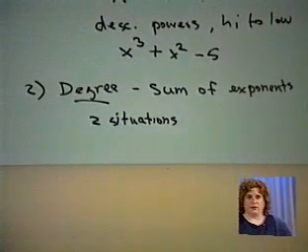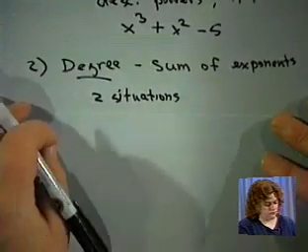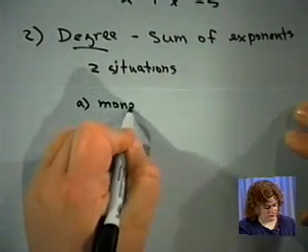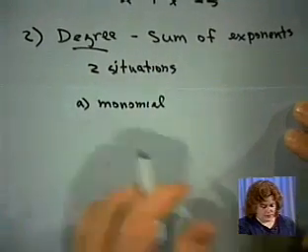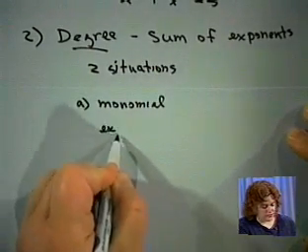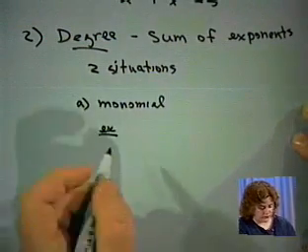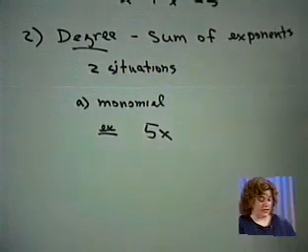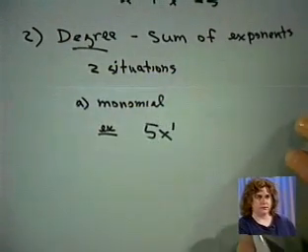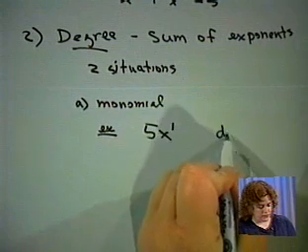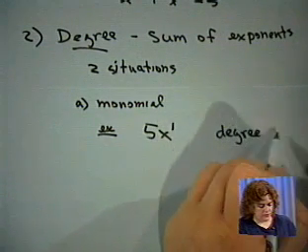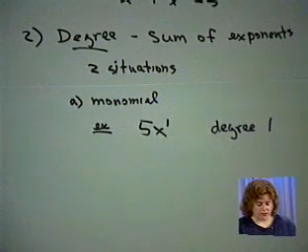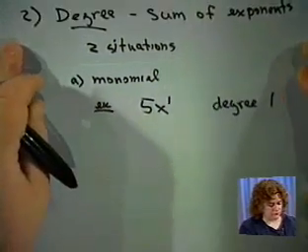If we have a monomial, there's only one term to work with. So life is very simple. You just look at the exponents in that term and add them up. So, for example, if you have a 5x, you remember that that really means x is raised to the first power, and so you have degree 1. There's no addition to do. It's simply the power that you see on the variable.